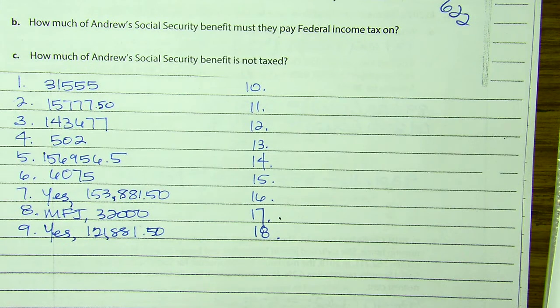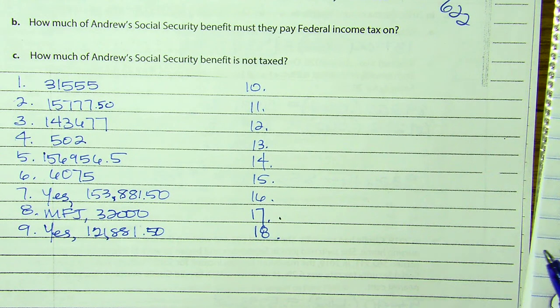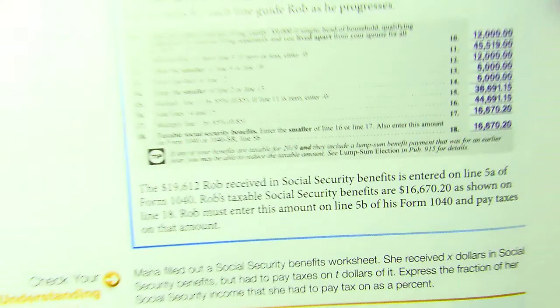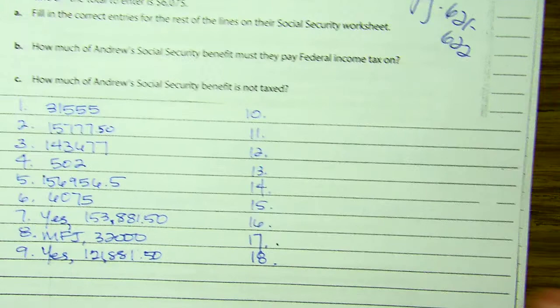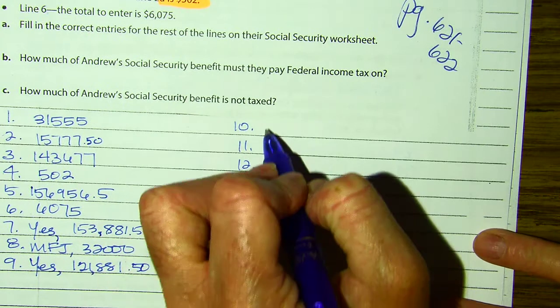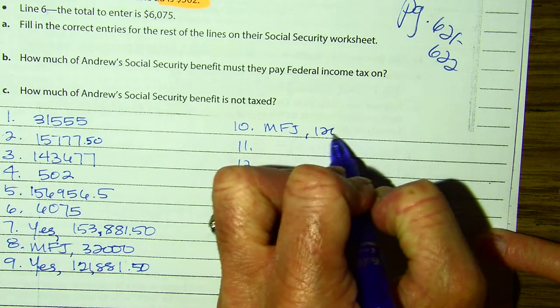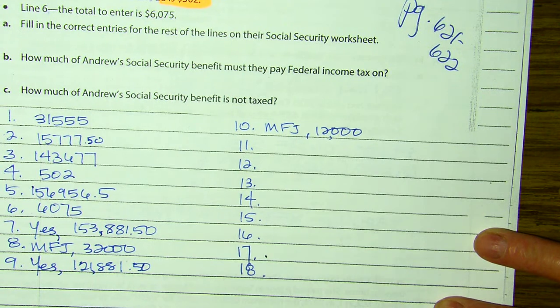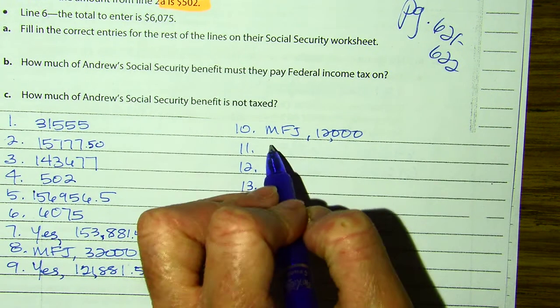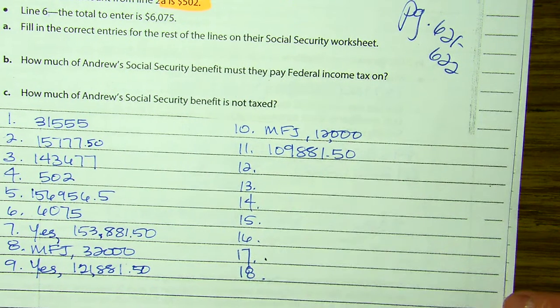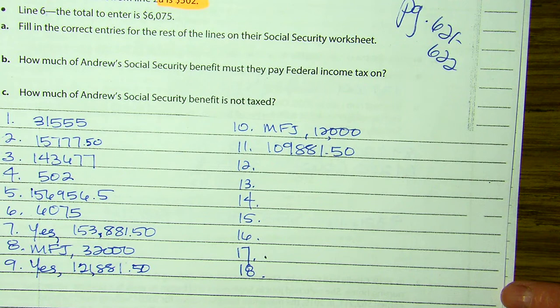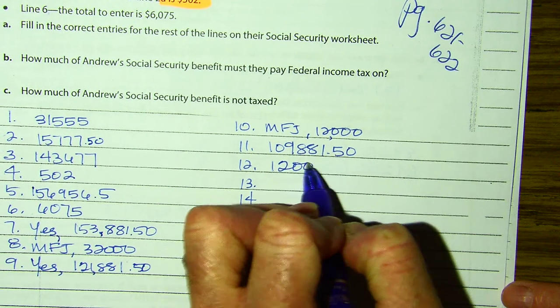Line number 10, and I have to turn the page for that. Now I'm on page 622, and I'm just reading through these questions. So line number 10, enter 12,000, so married, filing joint, so they are 12,000. Subtract line 10 from line 9, so that gave me 109,881.50. Line 12, enter the smaller of 9 or 10, so that would be line 10.